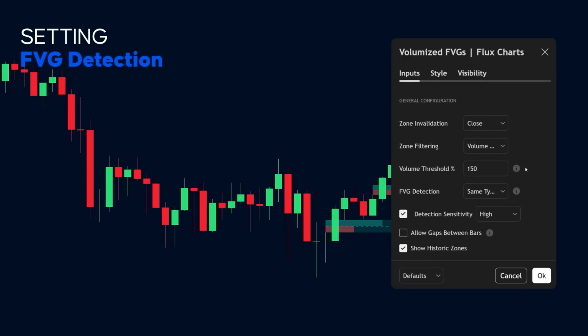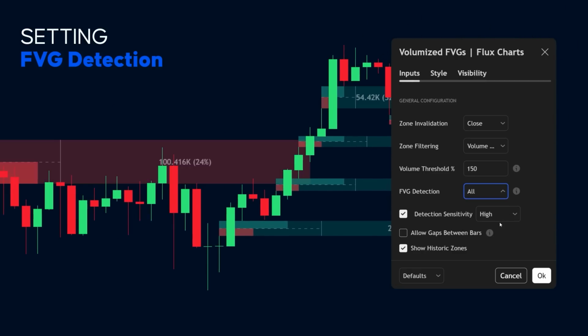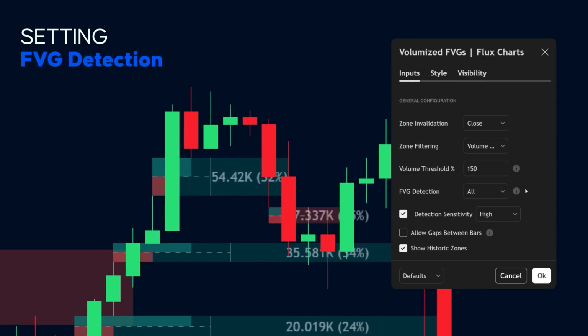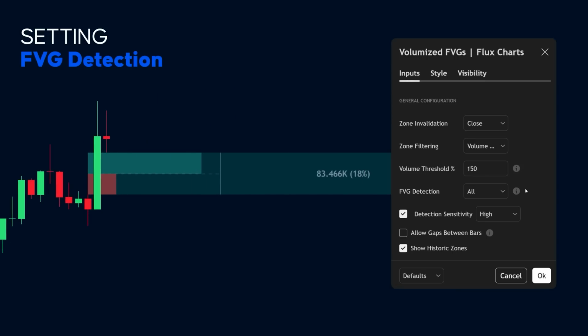Once you've set your filtering method, the next control is the actual fair value gap detection. You can choose between 2 options, same type and all. With same type, the indicator only detects fair value gaps that are formed by 3 bullish or bearish candles. And with the all option, the indicator will find gaps where the 3 candles don't all move in the same direction. For example, you might see a large bullish candle in between 2 bearish ones, and this will be plotted as a bullish fair value gap.